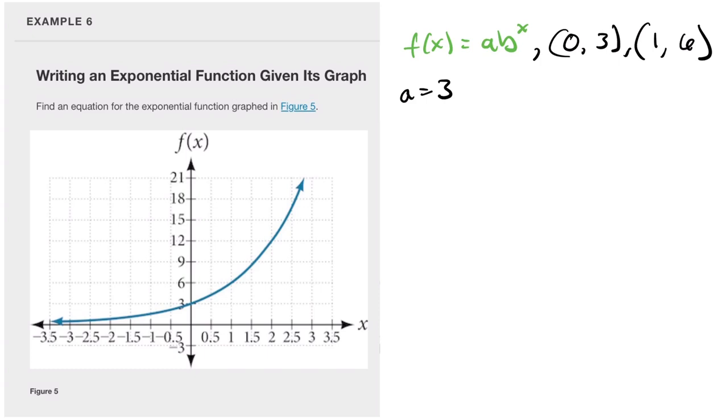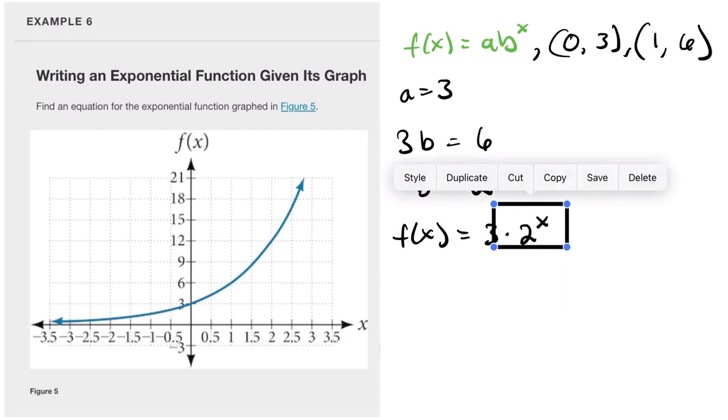And then let's put this together. So then we have 3. We're still trying to solve for b. Now when x is 1, I'm not going to write it because b to the power of 1 has an implied 1 there. So b to the power of 1 equals the corresponding y, which is 6. So then we divide both sides by 3. It looks like b is 2. So it looks like our function takes on the form 3 times 2 to the power of x.